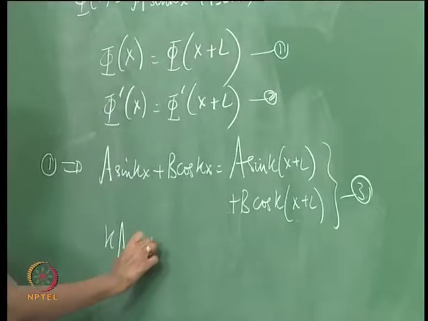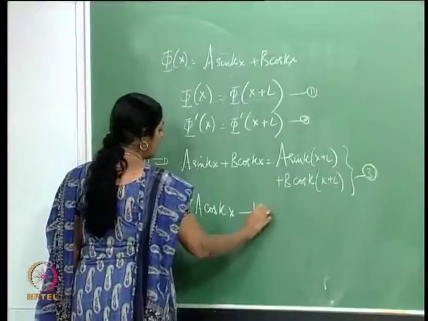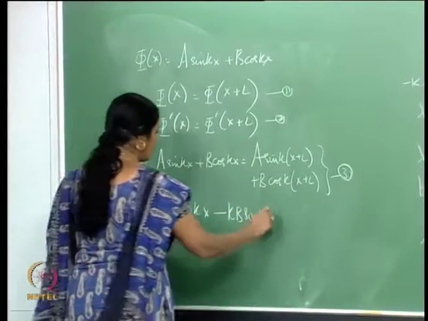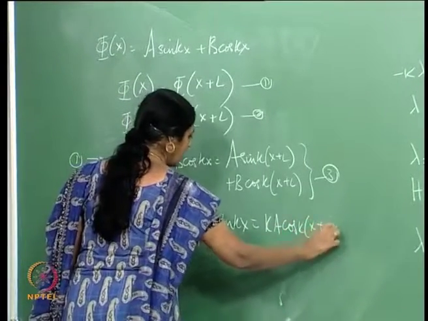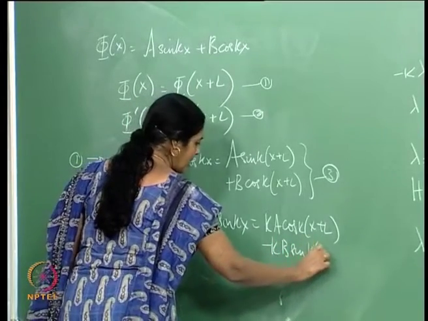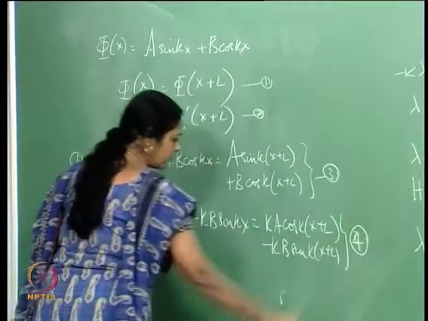ka cos kx minus kb sin kx equals ka cos k(x plus L) minus kb sin k(x plus L). That is the second condition, call that 4.